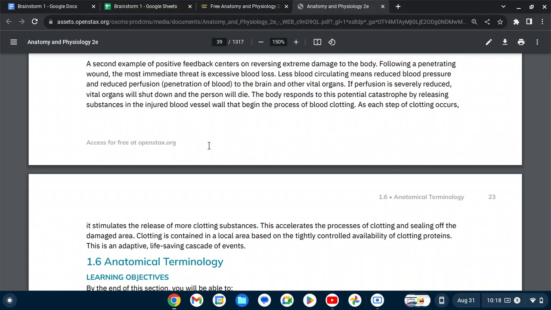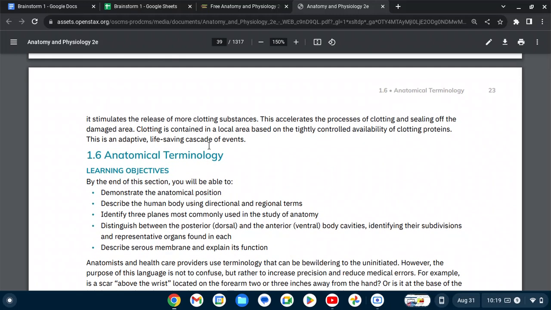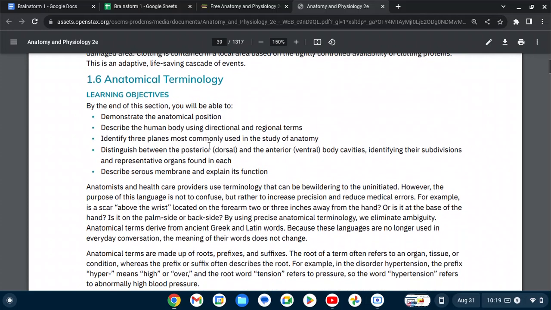The body responds to this potential catastrophe by releasing substances in the injured blood vessel wall that begin the process of blood clotting. As each step of clotting occurs, it stimulates the release of more clotting substances. This accelerates the process of clotting and sealing off the damaged area. Clotting is contained in a local area based on a tightly controlled availability of clotting proteins. This is an adaptive life-saving cascade of events.